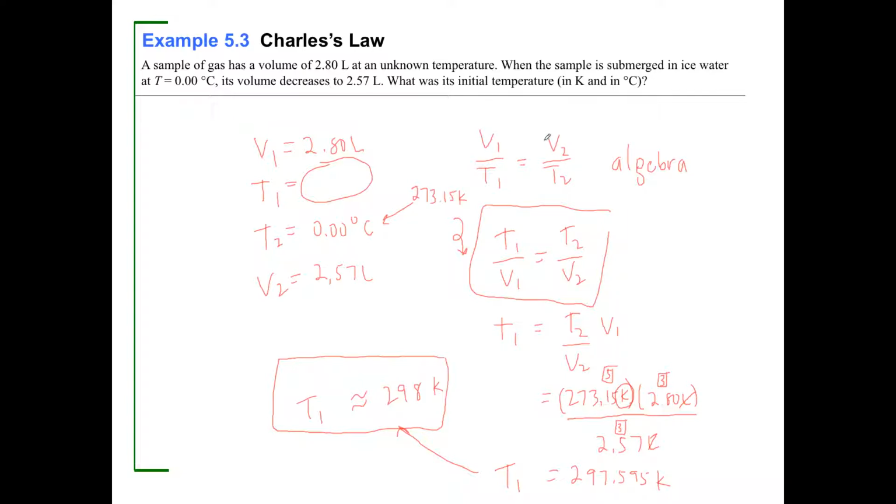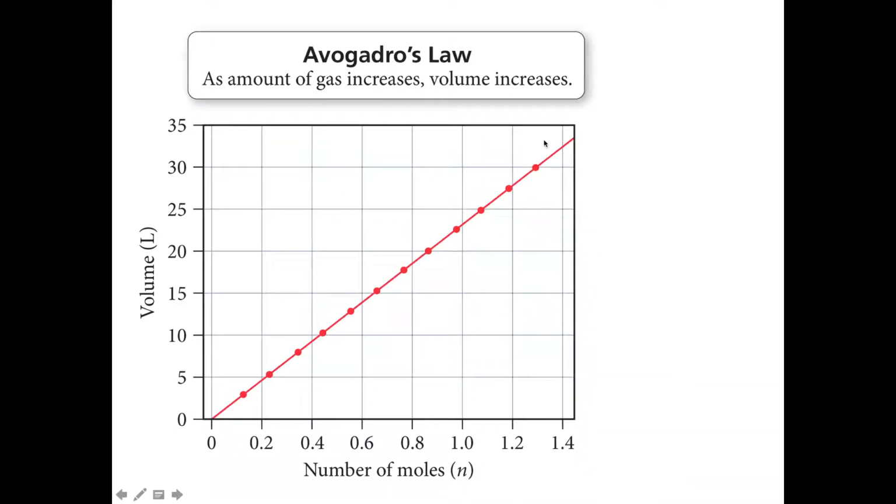Okay, so let's look at Avogadro's law. Avogadro's law says that the more moles that you have in a container, the bigger the container is going to be, right? So again, we said that N is related to volume. So we said N = kV, or that's one way of saying it. Or N1 over V1 is equal to N2 over V2. And that's Avogadro's law, okay?